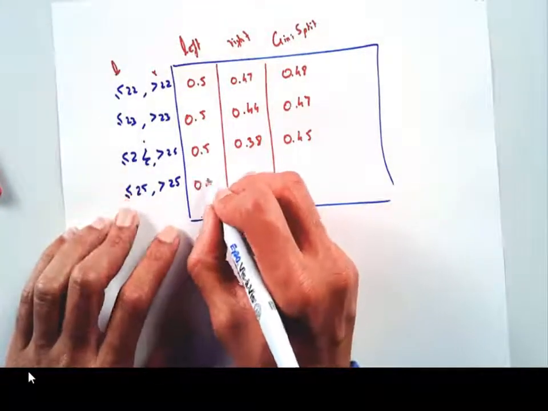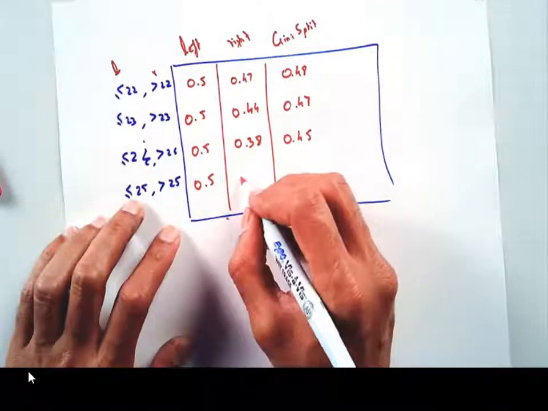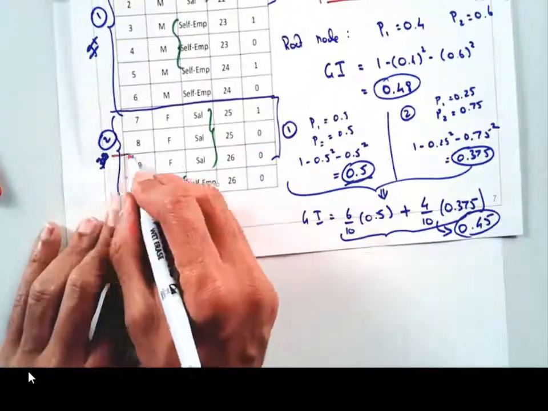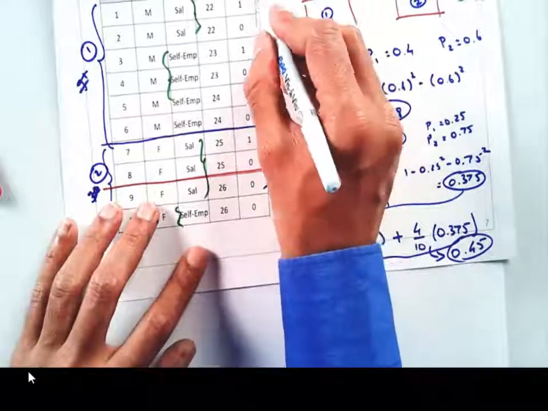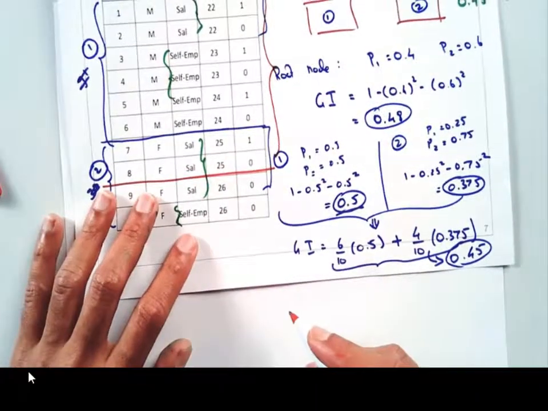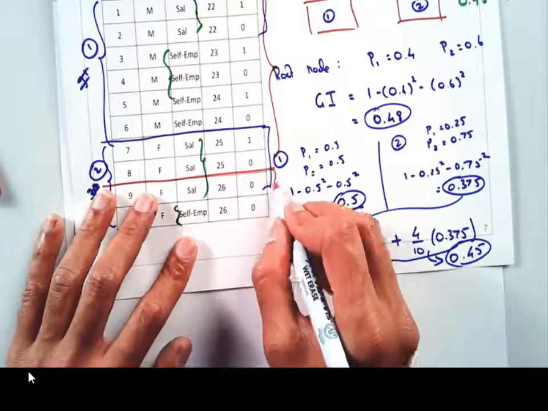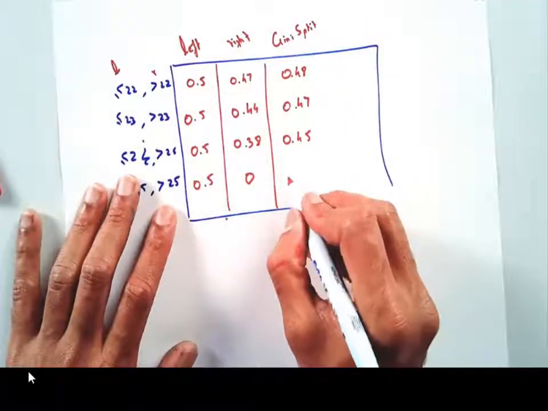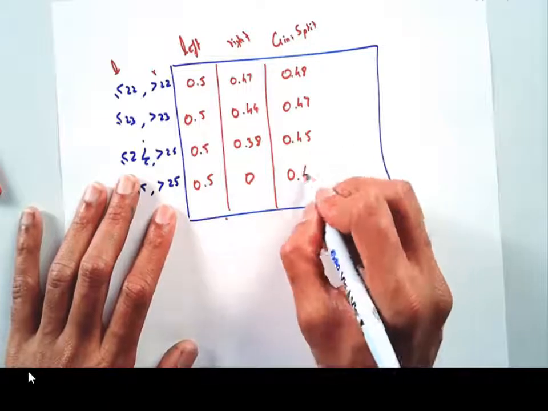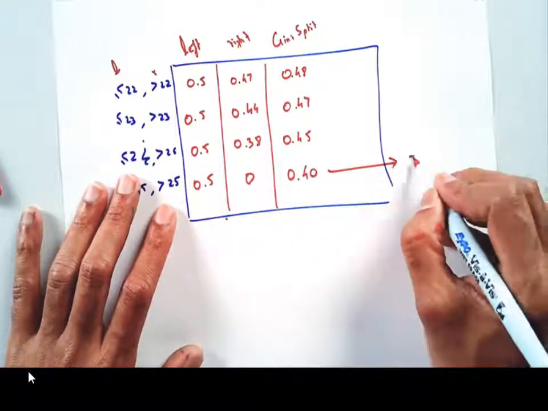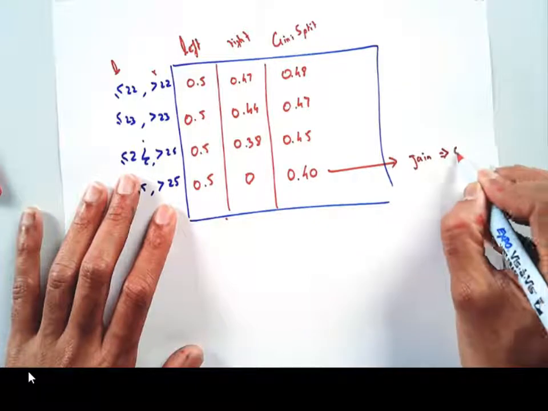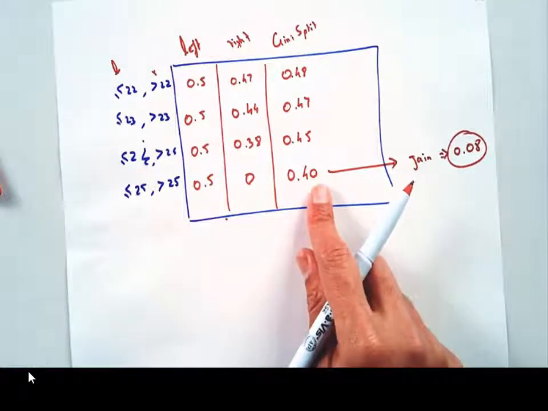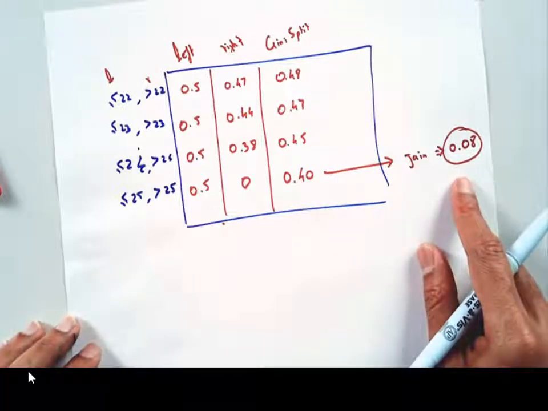But the last one, when I split at 25 and 26 and above, you can see this here, when I split at this level, all of these are 0.5, 0.5, quite impure, but this section becomes quite pure, and therefore this turns out to be much better comparatively, 0.40, and the gain here is 0.08. The difference between 0.48 and 0.40. And this turns out to be the best split.